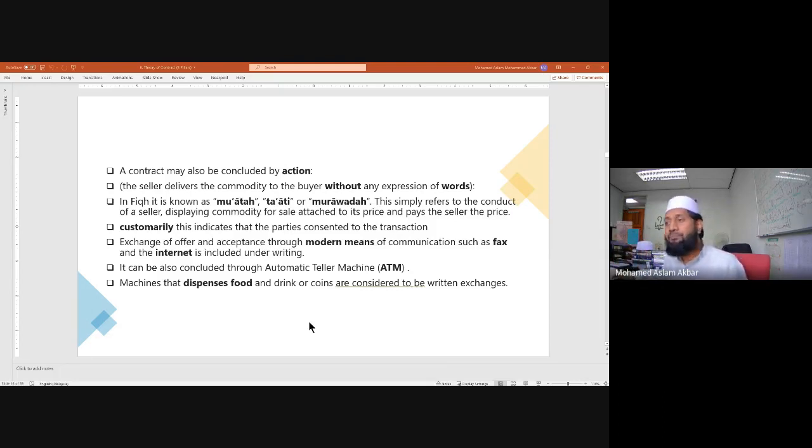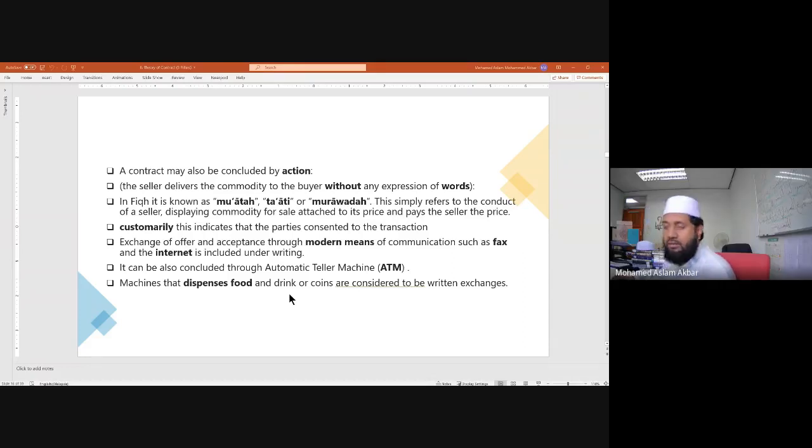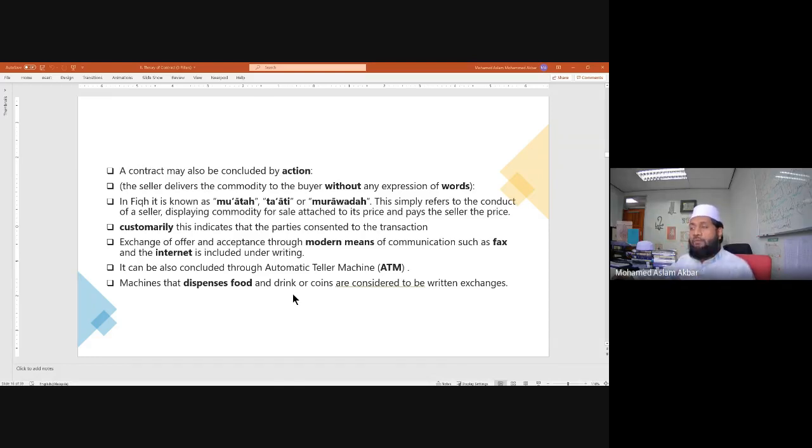So in conclusion, can I say that action, verbal communication and also the machine are all acceptable under Hanafi and also the majority concept, based on all schools? Yes, all those schools of thought agree that you can express through verbal communication, through writing, through action. Everybody accepts it.